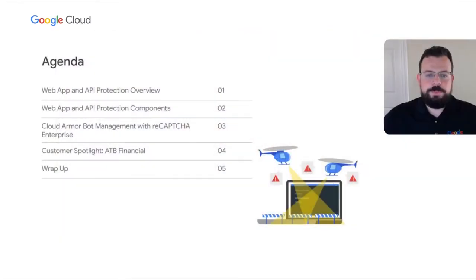Thanks, Moz. In today's talk, we will first go through an overview of Google's web app and API protection solution. Next, we'll touch upon the three core components of our end-to-end WAP solution consisting of Cloud Armor, reCAPTCHA Enterprise, and Apigee. After that, we'll tell you about our latest announcements, which is a deep integration of Cloud Armor and reCAPTCHA Enterprise at the edge of Google's network. And finally, we will do a deep dive on ATB Financial's use case for and perspective on partnering with Google to protect their mission-critical applications.